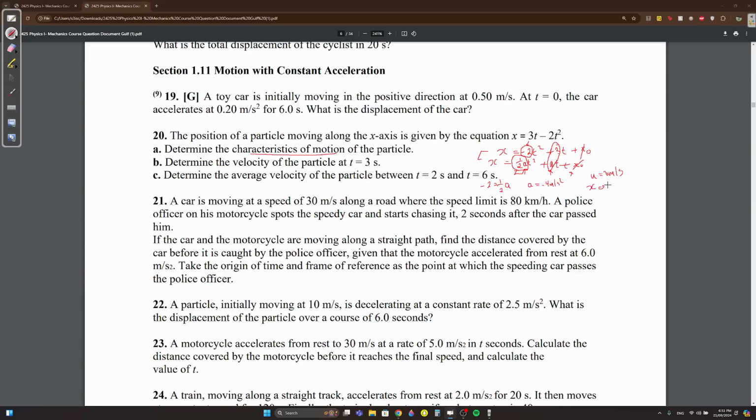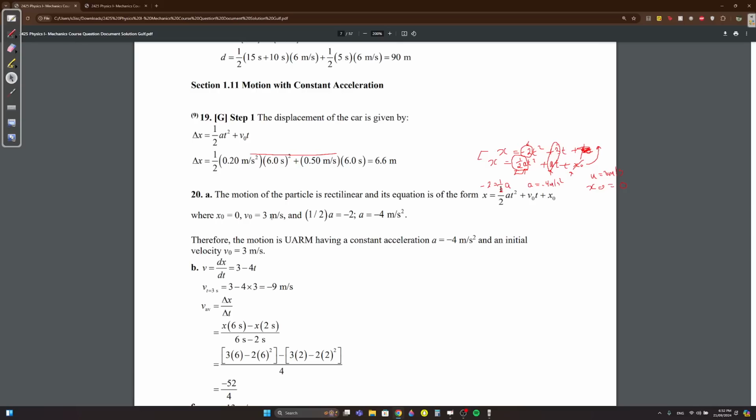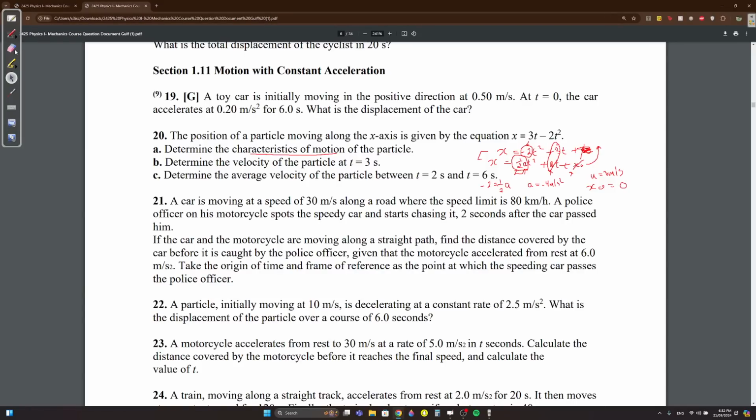Well, x node is equal to 0. And this wasn't written here. X node equals, there's nothing here, so 0. That's it. Look, v node equals 3, and u equals 3, half a equals negative 2, so you get a equals negative 4, x node equals 0. Okay. Part B. Determine the velocity of the particle at t equals 3 seconds.